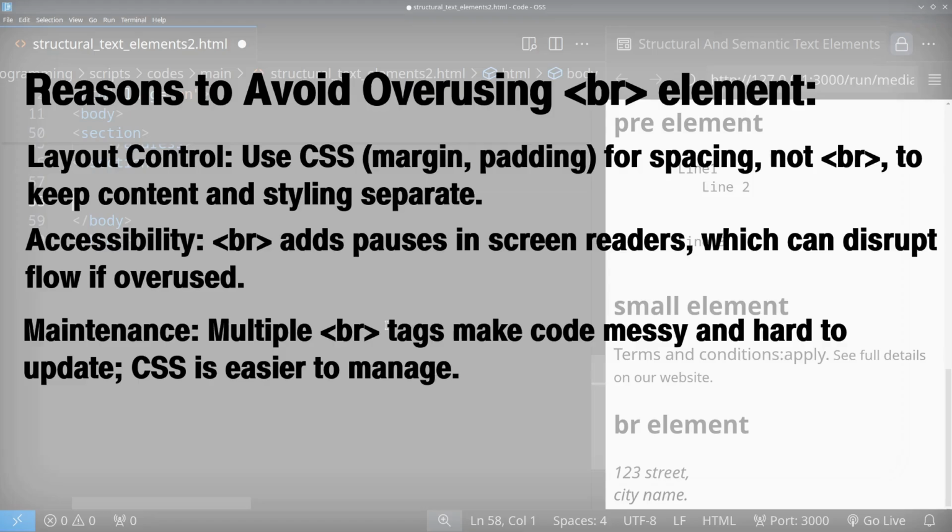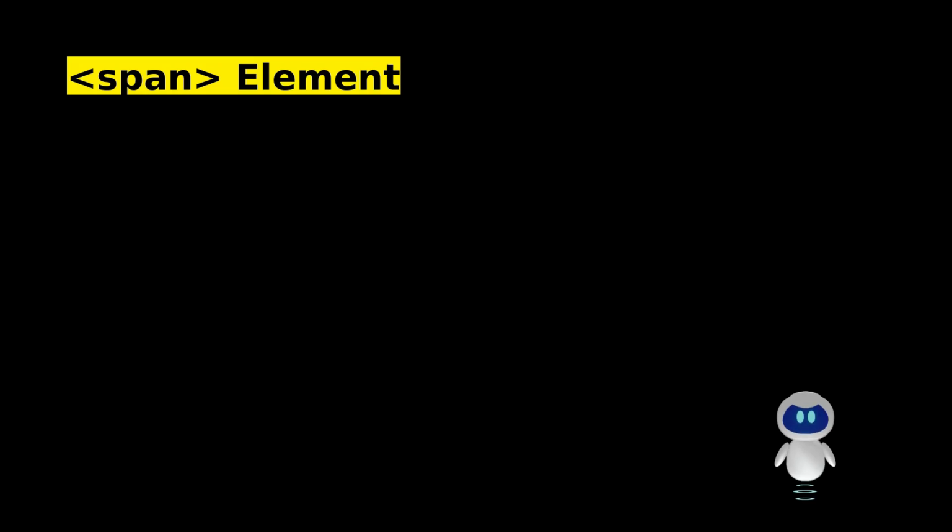Finally, we have the span element. I know one would say it is not a semantic or structural text element. The span element is often grouped with semantic and structural text elements in discussions because while it doesn't inherently add meaning or semantics, it is frequently used to apply structure and styling to inline text, aiding in readable, accessible, and organized markup. So why is the span element grouped with semantic and structural elements?